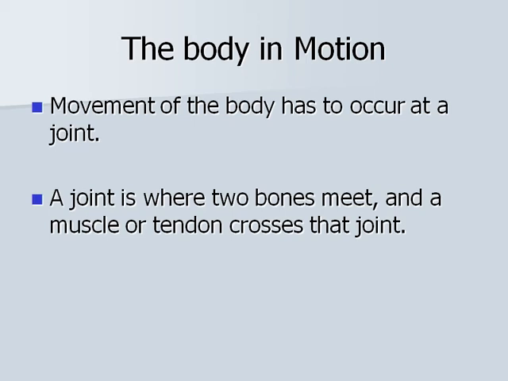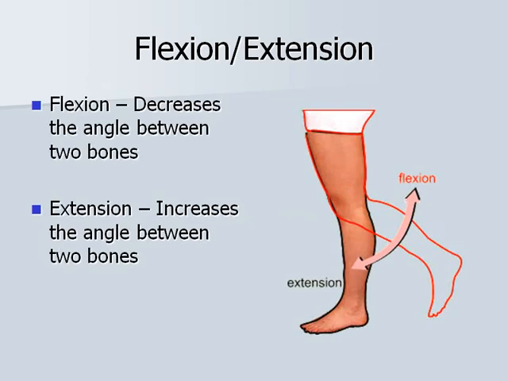So when a joint does have movement, a tendon or a muscle will cross over it. So you'll have two bones meeting and then something will cross over it. And that's a principle of physics. If you want to have movement between two pieces, something has to cross over. That's true in a car. That's true in your body. Okay? So we'll start flexion and extension.